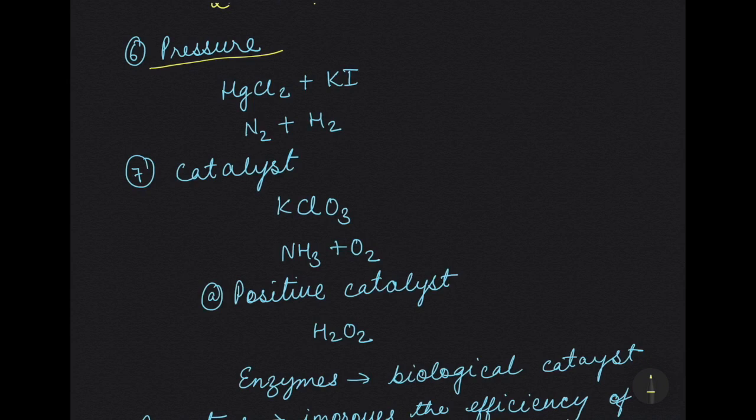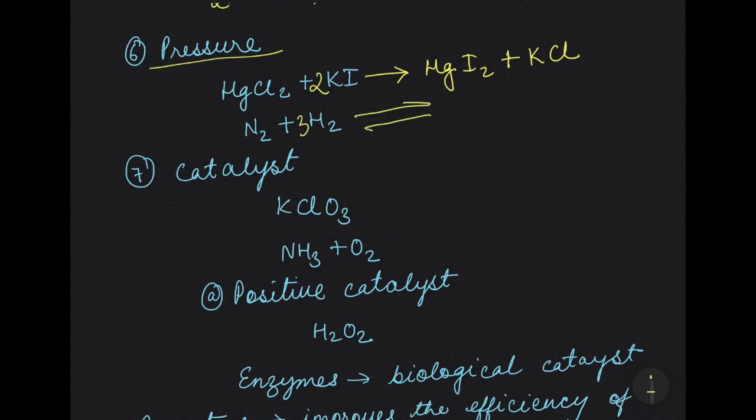Okay, some chemical reactions take place only when high pressure is given to them. For example, mercuric chloride and potassium iodide, okay, when you give pressure, then only it will turn into mercuric iodide and potassium chloride. Similarly, nitrogen and hydrogen will react above 200 atmospheres. Okay, above 200 atmospheres.